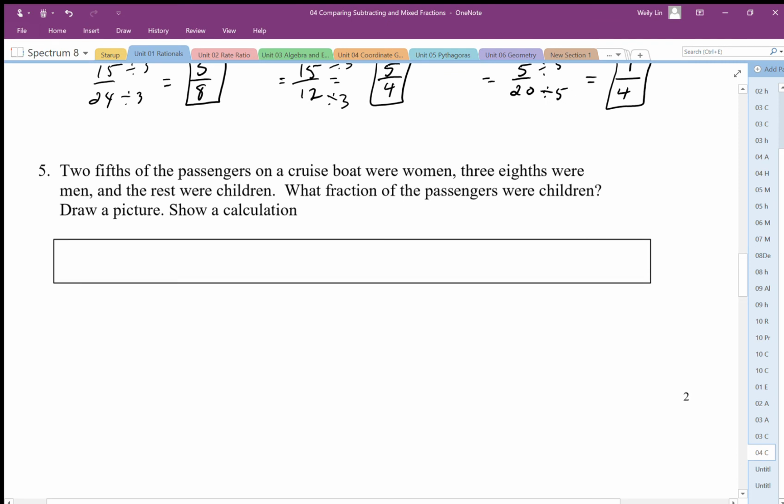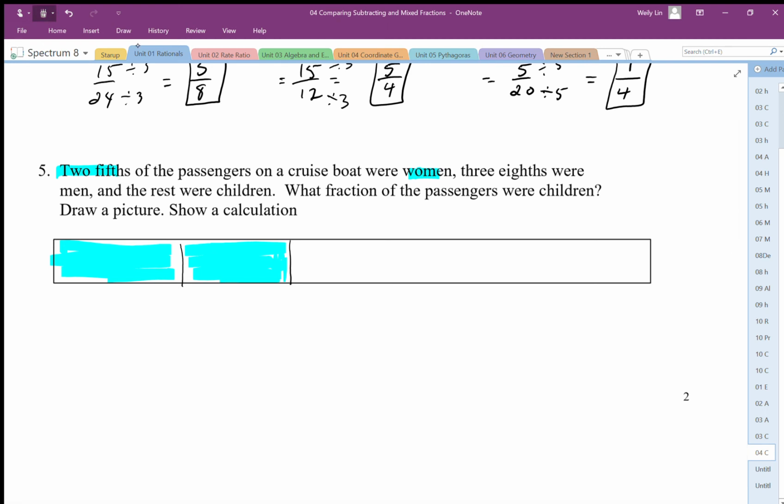Okay, so what about this problem here? It says 2/5 of the passengers on a cruise ship were women, 3/8 were men, and the rest were children. So let's just kind of see here. This is about 1/5, 2/5. Okay, so this would represent the women. Okay, so 2/5. I'm just going to color it in like this. Okay, that's 2/5 of the cruise ship.